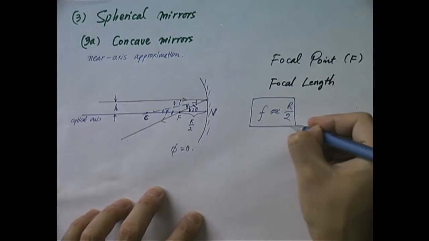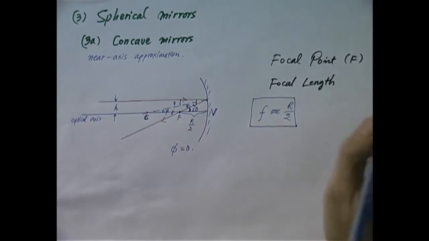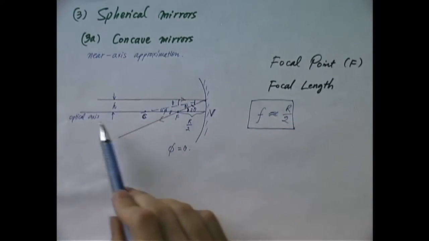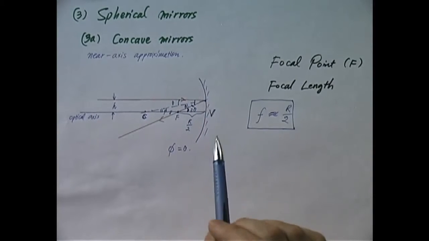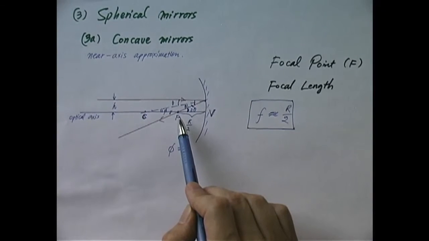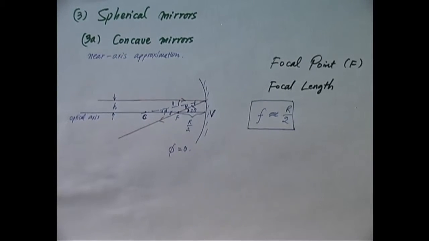So we learned several concepts concerning a spherical mirror. We have an optical axis, right? And we have a near axis beam, and then we have a focal point, which is roughly midway between the optical center and the vertex. Now, next, with this in mind, we're going to look at how to draw the location of an image formed by a concave mirror.